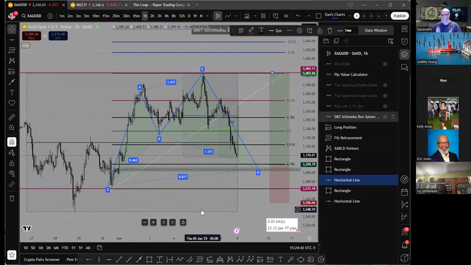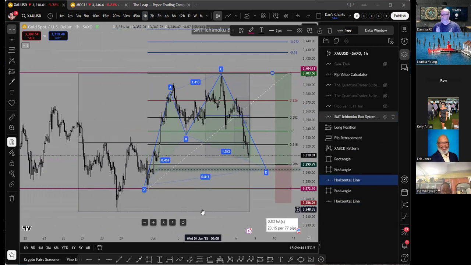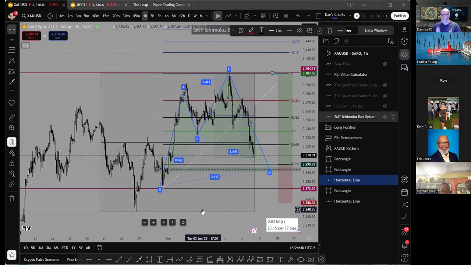Okay, I have another question. So when you draw it out to look like the bat or whatever it is that it looks like, what does that mean when you draw it out like that? Oh, so it shows me which way the pattern is supposed to end.